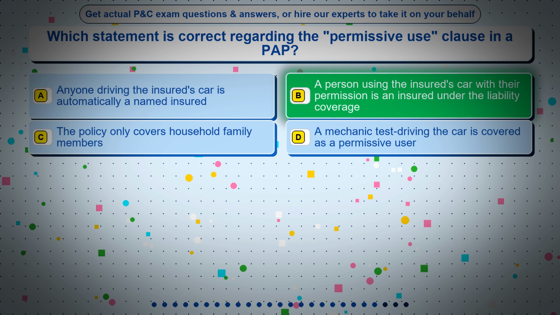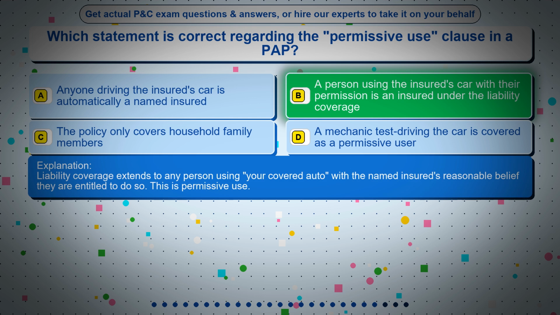A person using the insured's car with their permission is an insured under the liability coverage. Liability coverage extends to any person using your covered auto with the named insured's reasonable belief they are entitled to do so. This is permissive use.